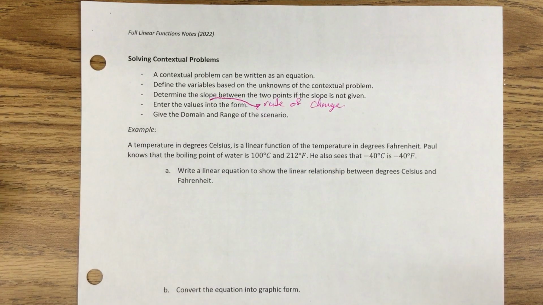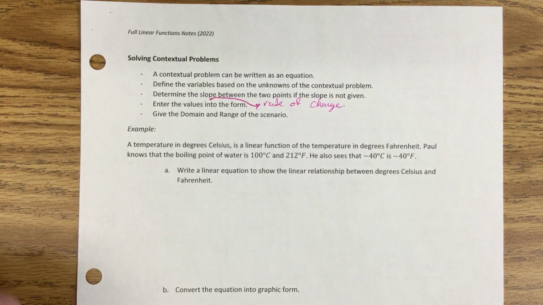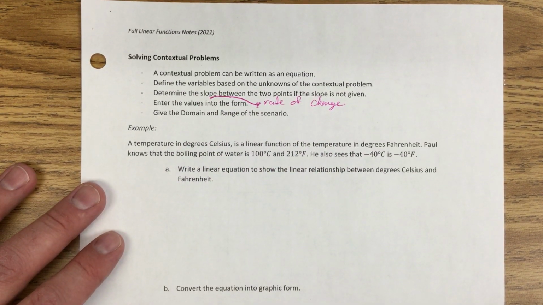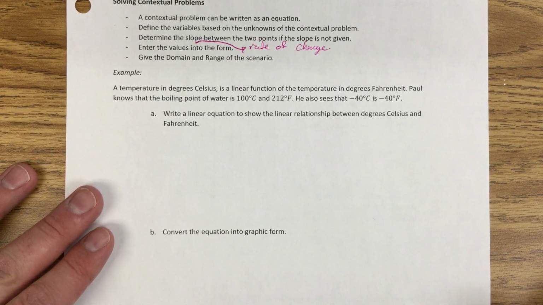Then enter the values into the form. If we're going to use graphic form, we use graphic form. If we use slope-intercept form, we use slope-intercept form. Slope point form is the other one. Then we would do that, and then give the domain and range of the scenario.